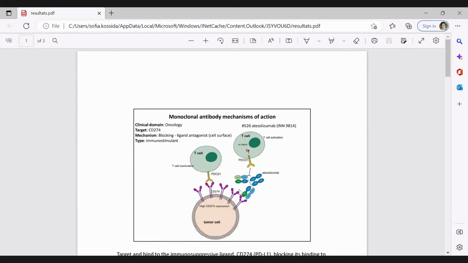You can choose any sort of disease indication. It could be cancer, it could be autoimmune diseases, it could be anything you want. And then you have to create a graphical representation of the mechanism of action. Something equivalent to this one.